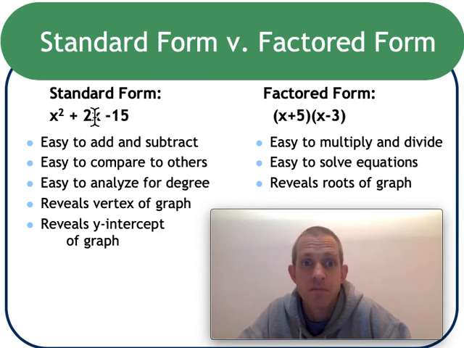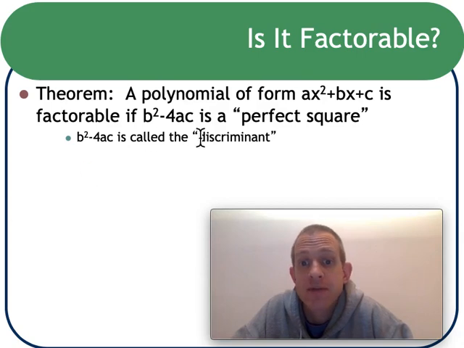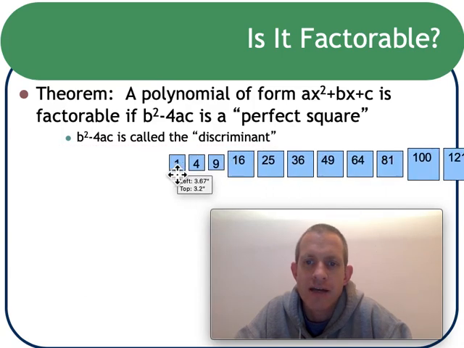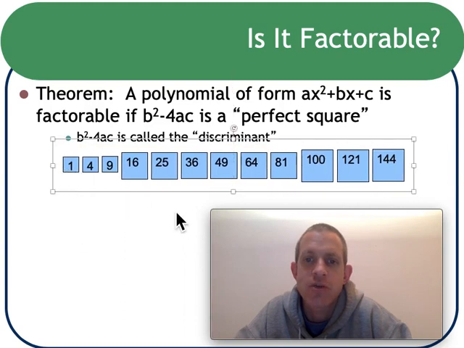So there's a few benefits, but the question still remains, can everything that's written in standard form be put in factored form? The answer is no. Not every polynomial of this form can be factored. And there's a theorem that says that polynomials written like this, something x squared plus something, can only be factored if those numbers, a, b, and c, in this little expression here, form what we call a perfect square. A perfect square is a number like 1 or 4, or 9, or 16, 25, all the square numbers, right? 8 times 8 is 64, 12 times 12 is 144, and so on.